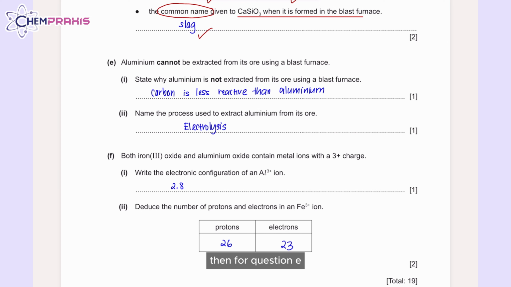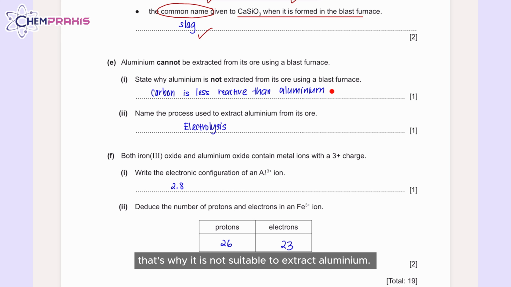Then for question E, aluminium cannot be extracted from its ore using a blast furnace. Suggest why aluminium is not extracted from its ore using a blast furnace. Because in order to extract iron, we use carbon. But in terms of reactivity, carbon is less reactive than aluminium. So that's why it is not suitable to extract aluminium.